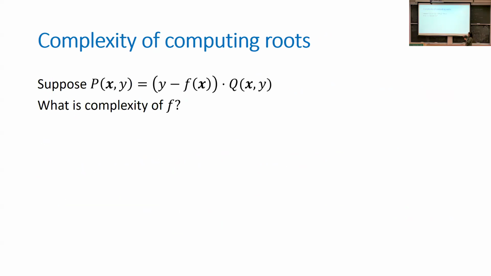Suppose, before finding factors, I just want to compute the root of my polynomial. P is a multivariate polynomial in X, where X is a bold-faced X; think of X as a tuple of variables. Suppose I want to find a root of my polynomial P of X comma Y. If my polynomial can be represented as Y minus F of X times Q of X, Y, what can you say about the complexity of F?